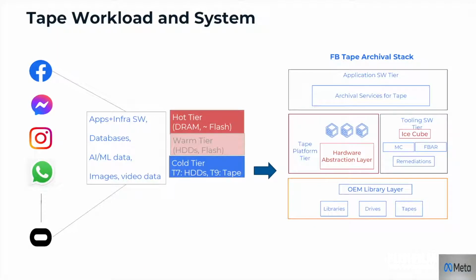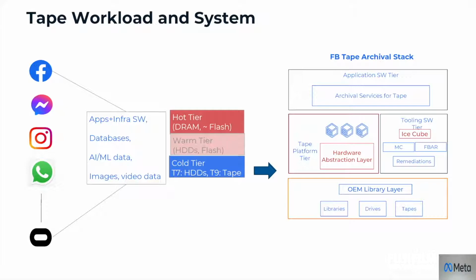Okay, here's the tape architecture that we use at Meta. On the left are the groups of apps. We all know Facebook, Messenger, Instagram, and WhatsApp. It serves those, called the family of apps. They generate database, machine learning data, images, and videos, and the data is separated into three tiers: the hot data, the warm data, and the cold data. Tape is in the cold data tier.